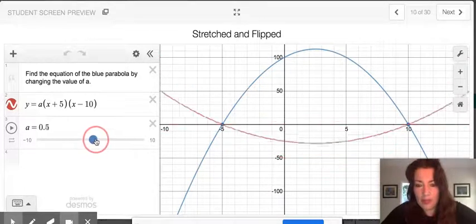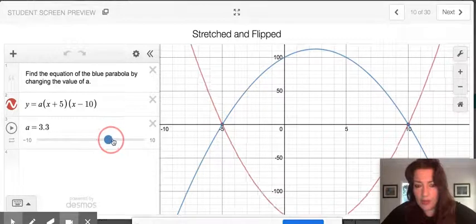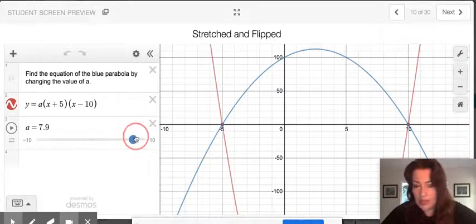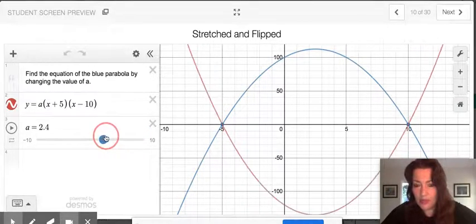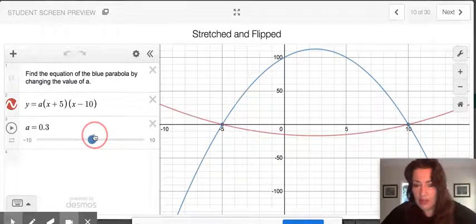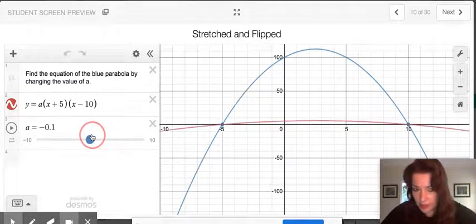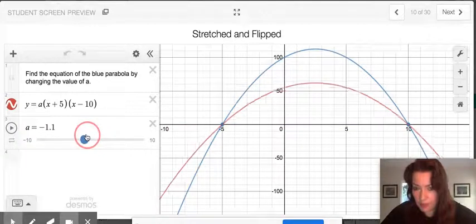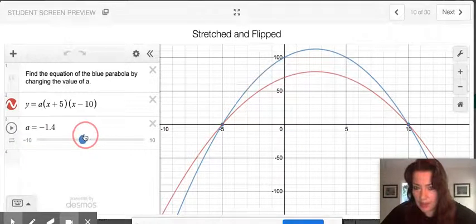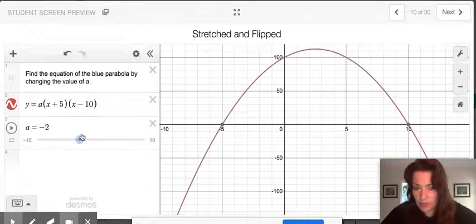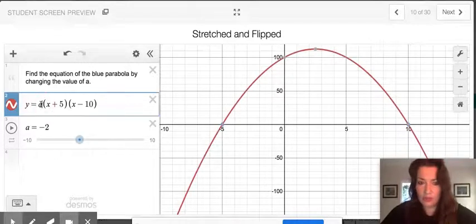If I move my slider and I'm moving it to the right, it's just going to make it steeper. But if I move it to the left and then go below 0, in other words, negative, I can match the a value. So it looks like it is at -2. So our a value is at -2.